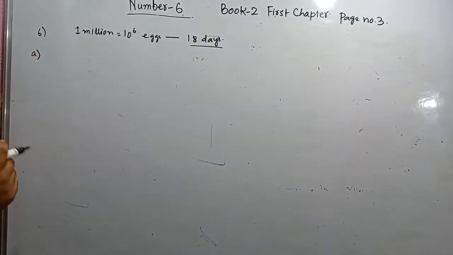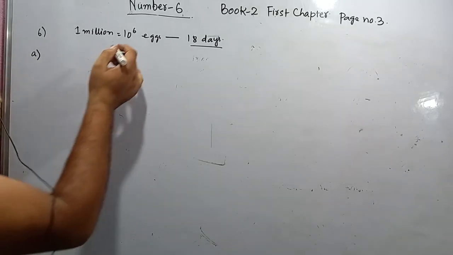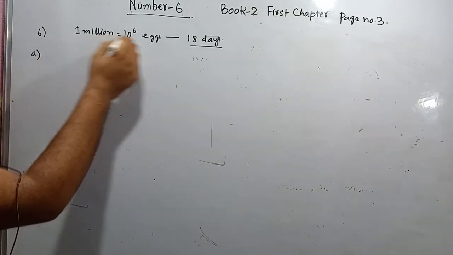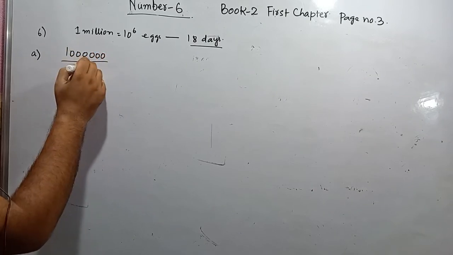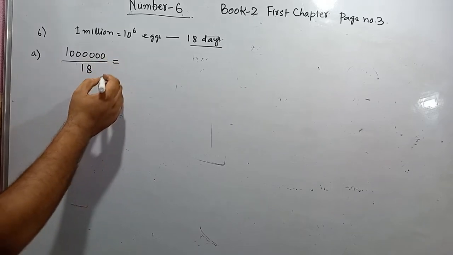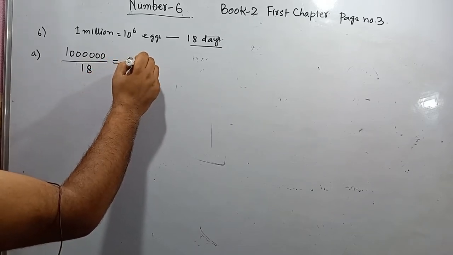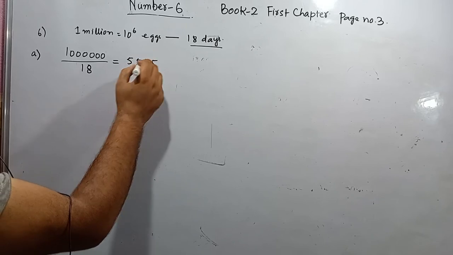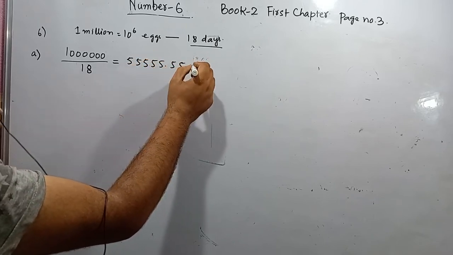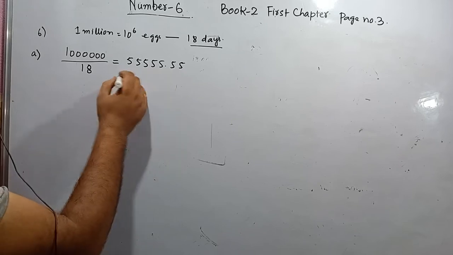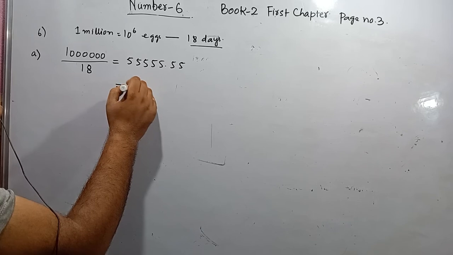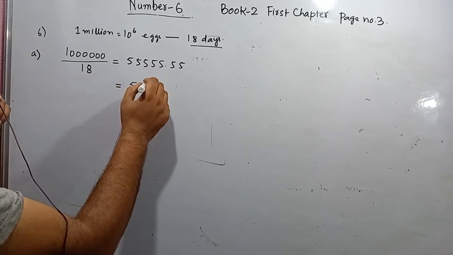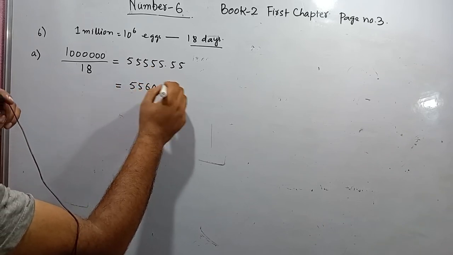Part A is, how many eggs does the queen lay in one day? In one day, how many eggs will it lay? It's simply 1 million, that's 10 power 6, or I can write 1 and 6 zeros, divided by 18. You get 55555.55. Now I will write the answer to three significant figures, that is 55600 eggs.